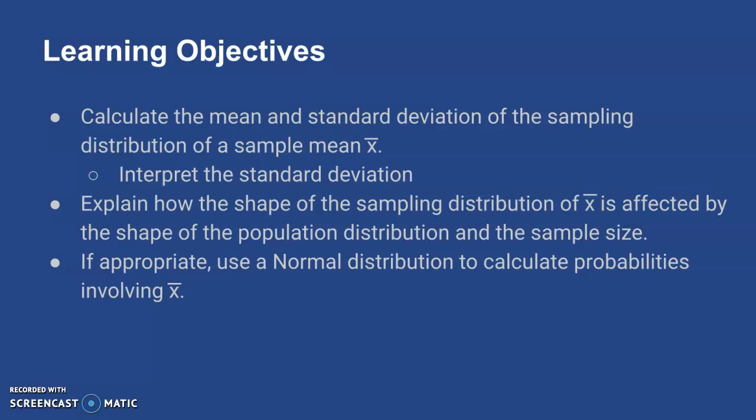I hope that you'll be able to explain how the shape of the sampling distribution of x bar is affected by the shape of the population distribution and the sample size. And finally, if appropriate, use a normal distribution to calculate probabilities involving x bar.